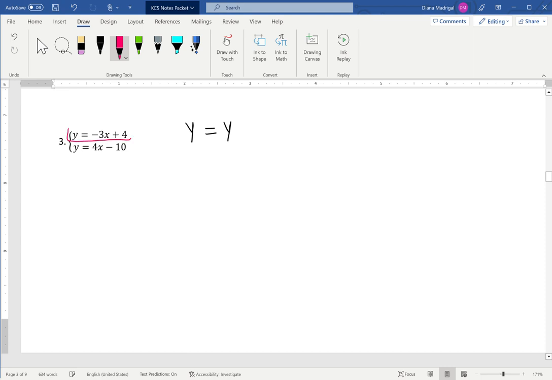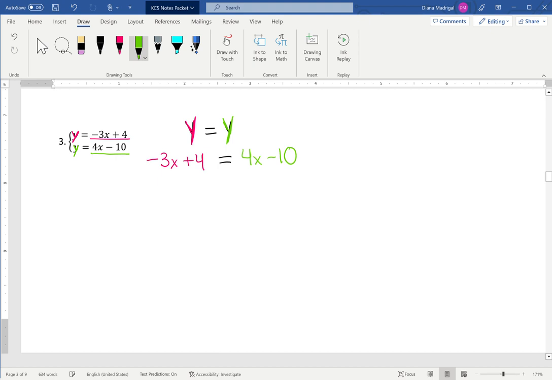Again, let me do this one in pink so you guys know what I'm talking about. This one in green, because this is my other y, right? I'm going to plug in. So again, this is y in pink, this is y in green. I'm going to substitute for y. What does the y in pink have? Negative 3x plus 4, okay, equals. What's my y in green? 4x minus 10, okay?